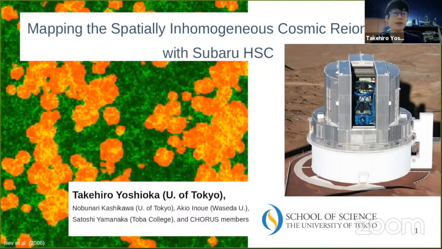Hi everyone. My name is Takehiro Yoshioka. I'm a graduate student at University of Tokyo. Today I'd like to talk about mapping the spatially inhomogeneous cosmic reionization with Subaru HSC.